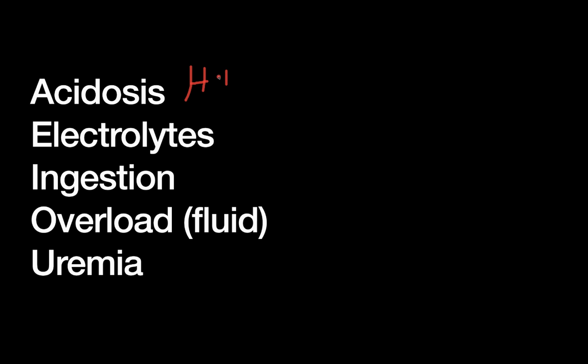All right, so that covers the gamut, the AEIOUs of acute dialysis. Acidosis, thinking about hydrogen. Electrolytes, thinking about potassium. Ingestion, I don't really think about much. Fluid overload is, of course, just fluid. And then uremia, thinking about BUN.